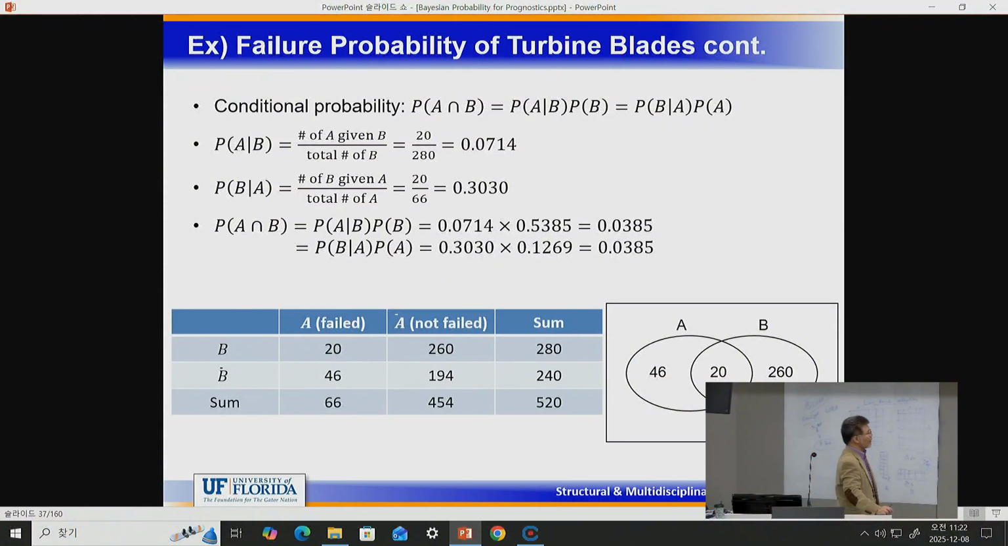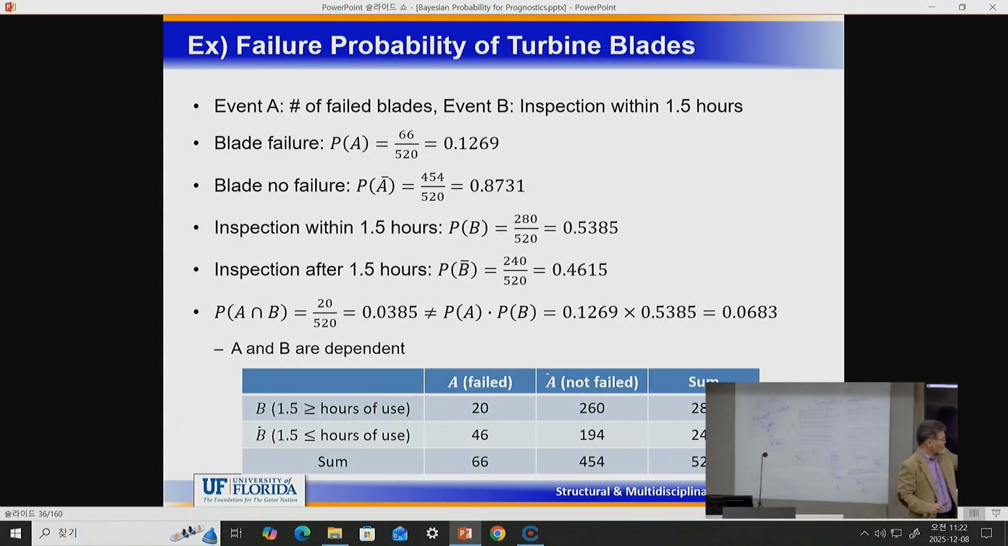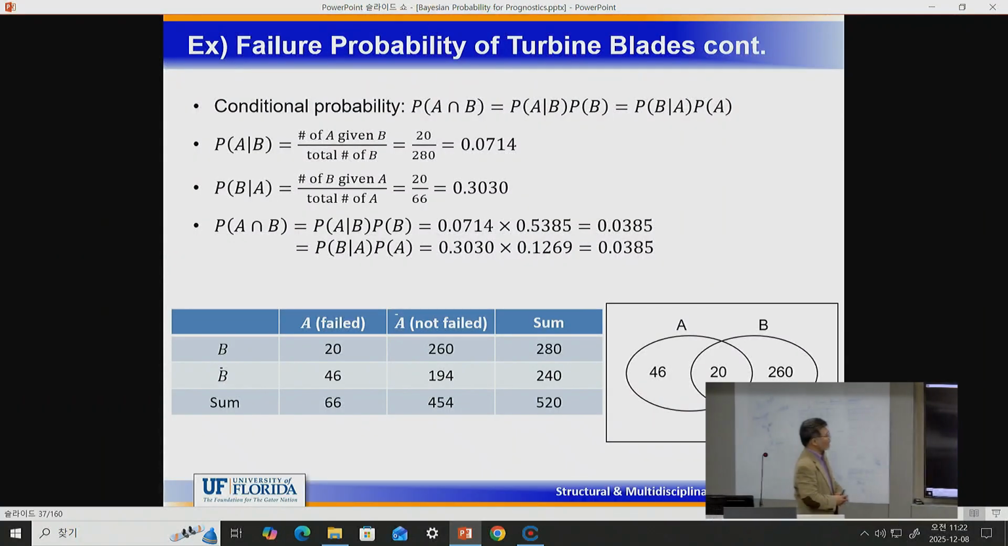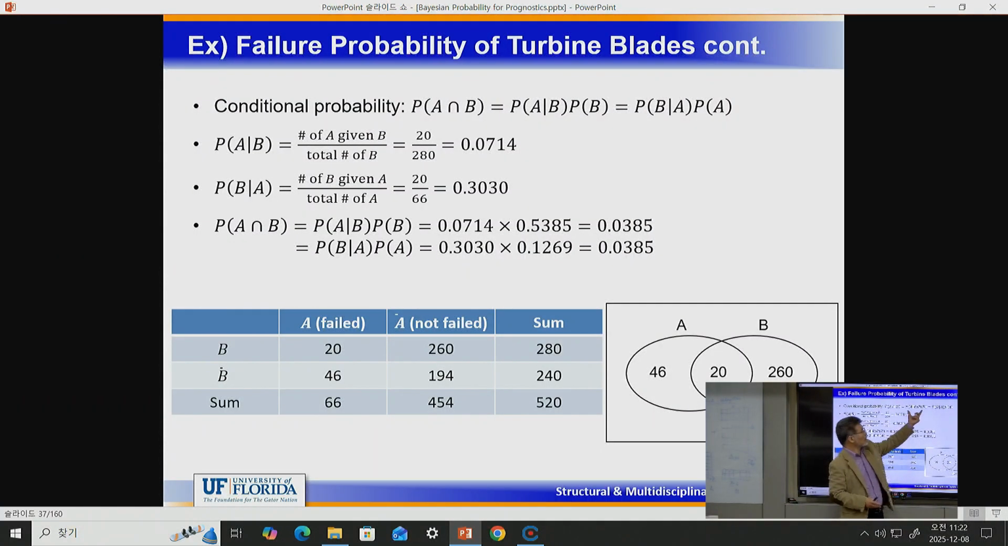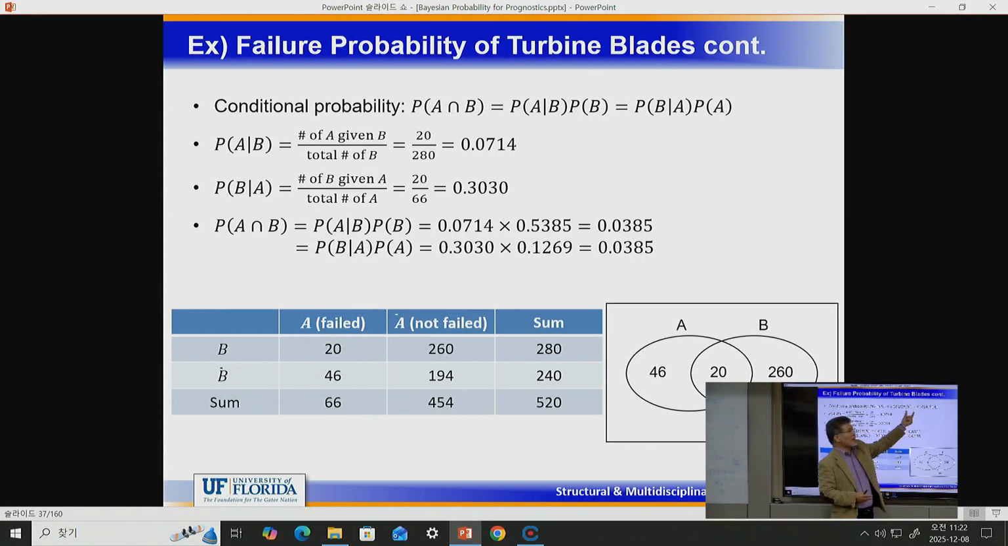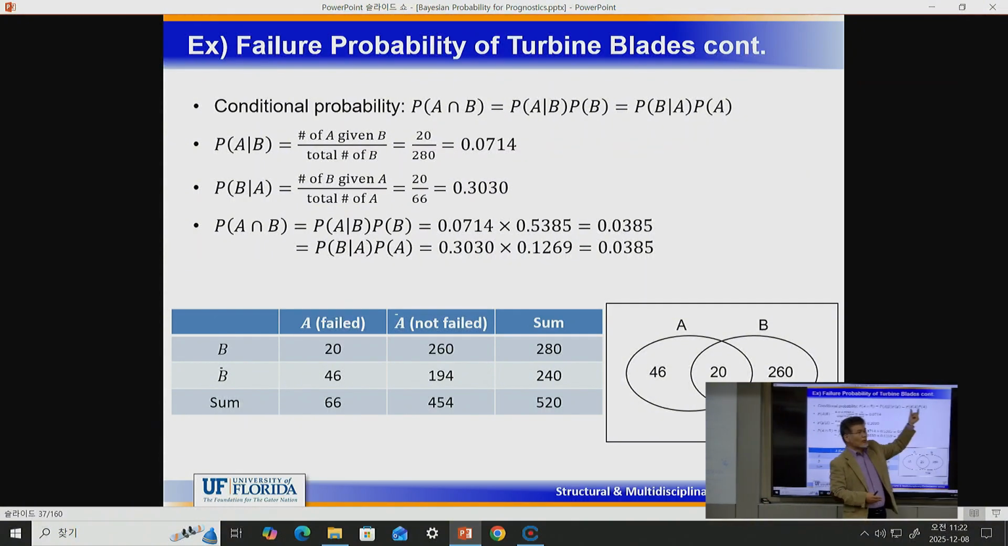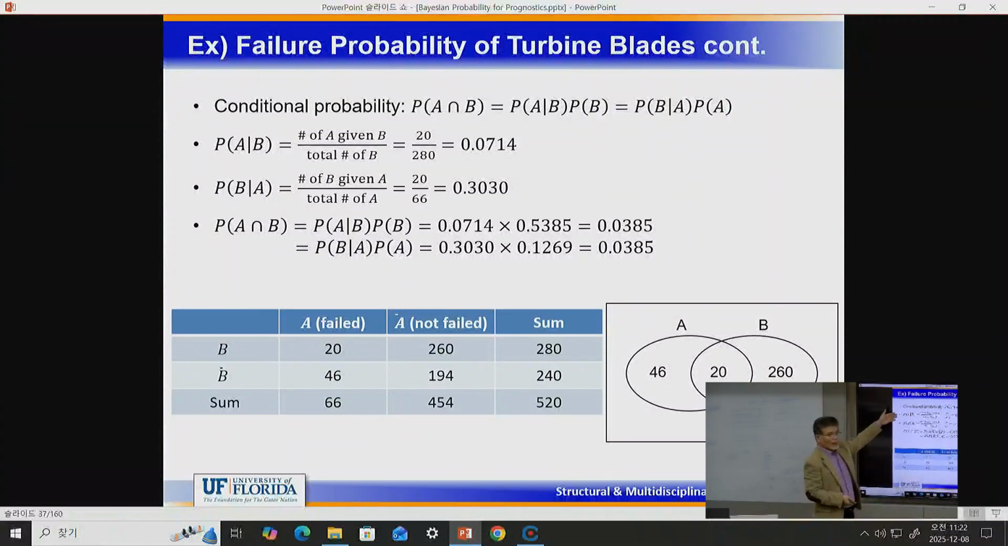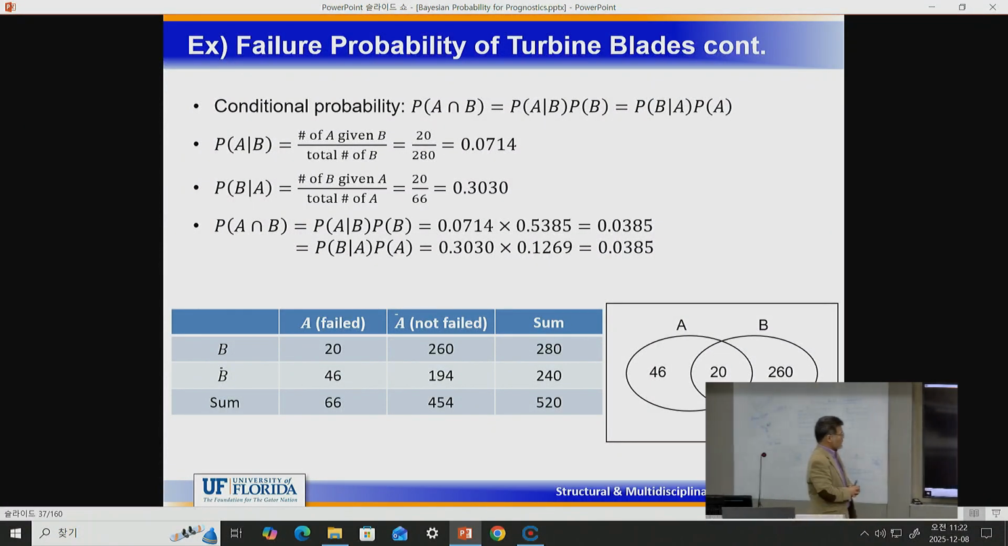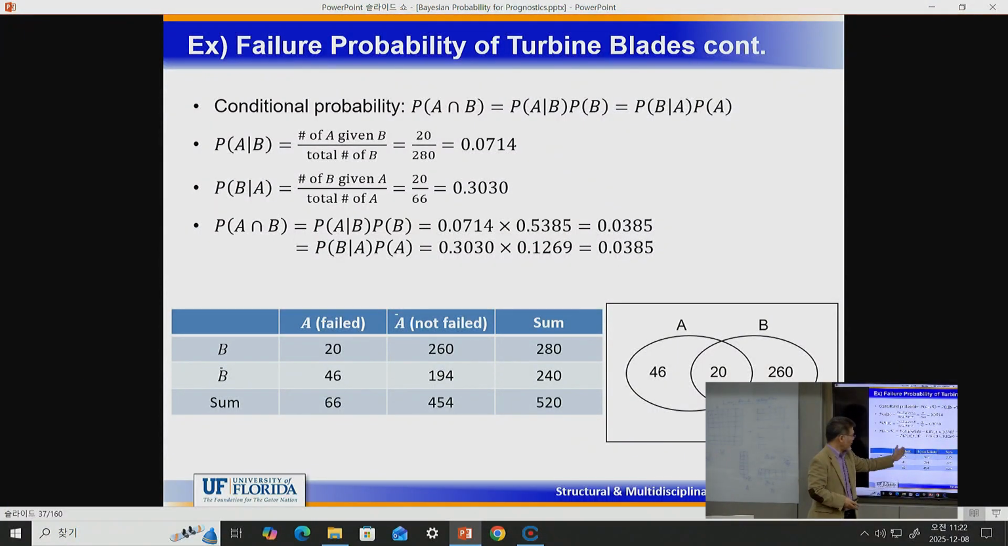So now let's see how we calculate it correctly, not just looking at this value, how we calculate the intersection of A and B using conditions. This is a formula. Either you start with the probability of B and the probability of A given B, or the probability of A and the probability of B given A. What does this mean? A given B: B is given, and what is the probability of A? So out of the 280, 20. This one is the probability of B given A. So A is given, and then the probability of B: 20 divided by 66.